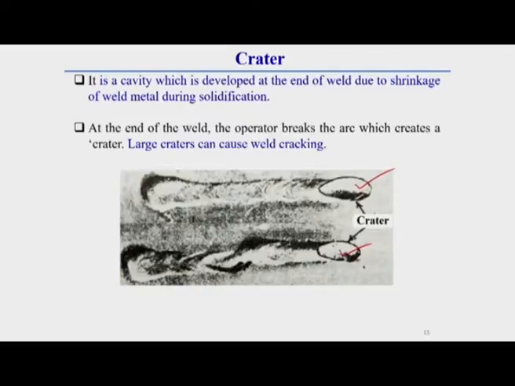So, at the end of the weld, why does this occur? The operator breaks the arc. Due to this breaking of the arc, the crater is generated. One thing you should keep in mind: the crater is a place where there is a chance of a crack developing. So, you should always eliminate or remove the crater during the welding operation. Otherwise, because of this depression, there is a chance of crack generation. That is why a larger crater can cause weld cracking.